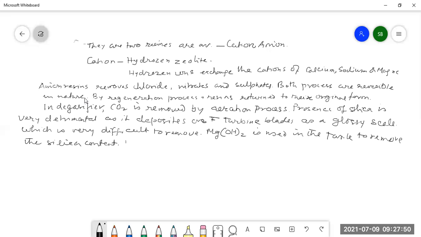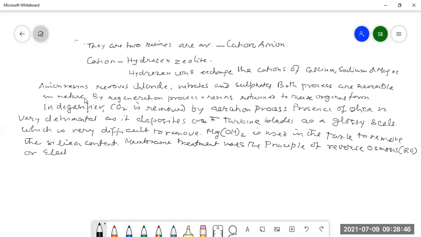The membrane treatment process uses the principle of reverse osmosis, which is also defined as RO, or electrolysis.